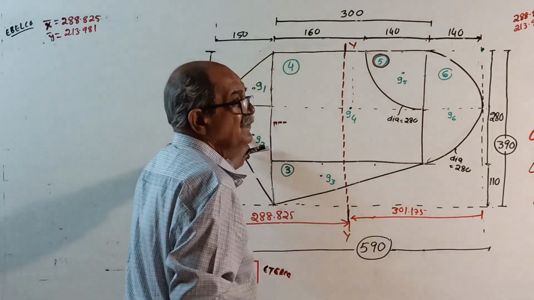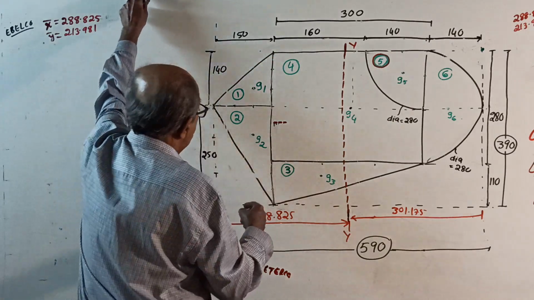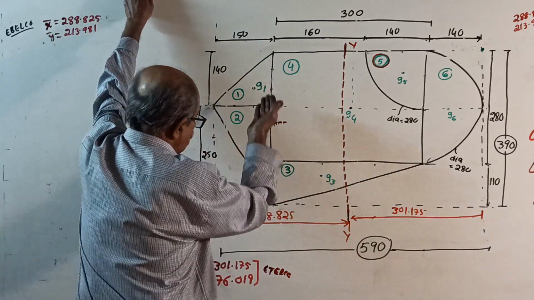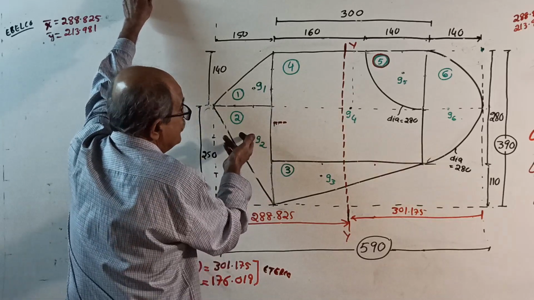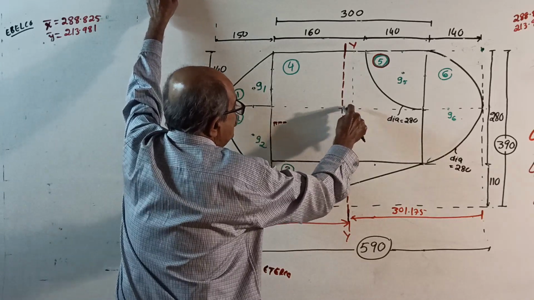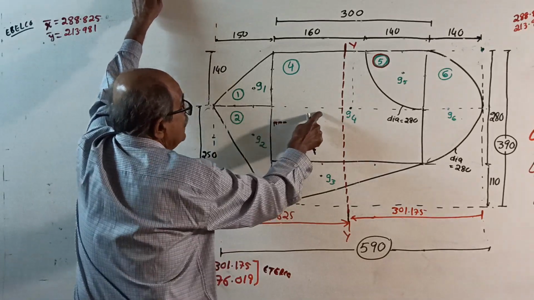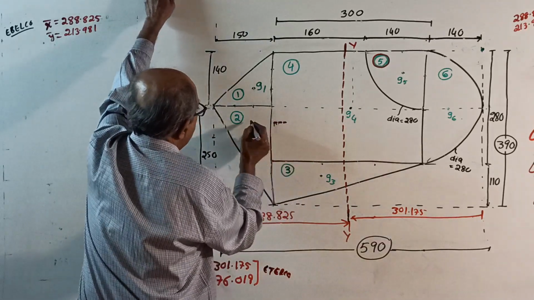2/3 of 250 is 166 point something. How much y bar did you get? 213. So it is a little above. 166, 213, see, it is a little above. But not up to here, because up to here is how much? Up to here is 250. It is 213, a little earlier. Okay.